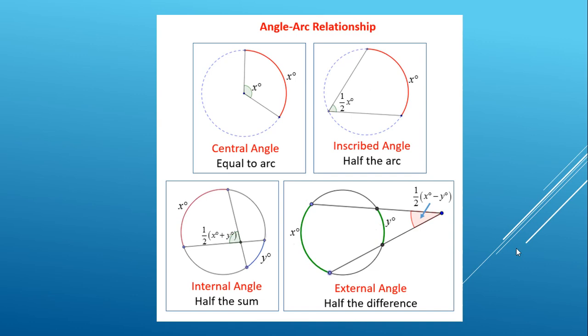To find the central angle, it's equal to the arc. To find the inscribed angle, it's half of the arc. To find the inside angle, it's half of the sum of the arcs. And then to find the outside angle, it's half of the difference of the arcs. So that's pretty much it in a nutshell.